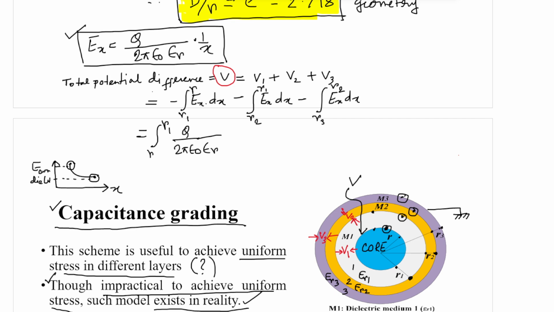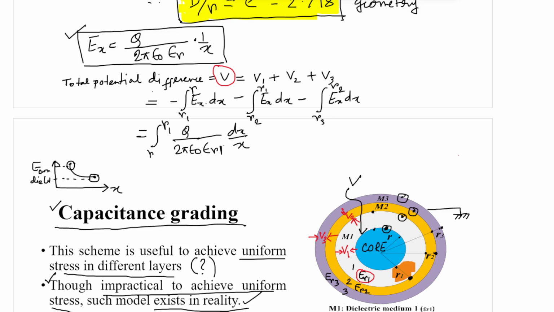So it essentially tells you this medium corresponds to epsilon R1. So in place of epsilon R, one should write epsilon R1 here. So I have written what Ex is. Ex is equal to Q by 2 pi epsilon 0 epsilon R1, then dx by x.